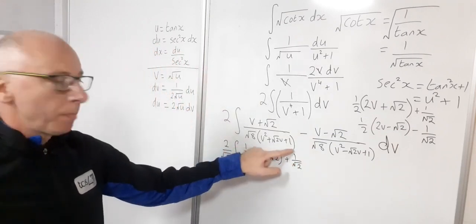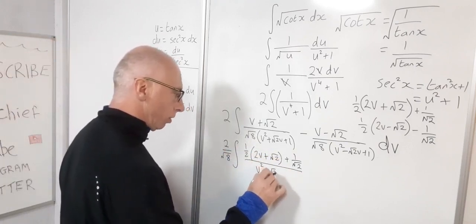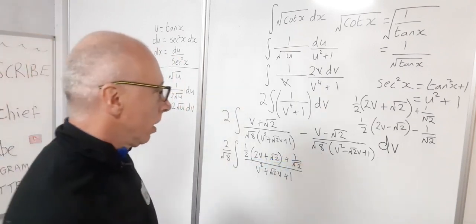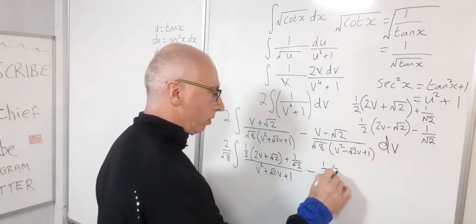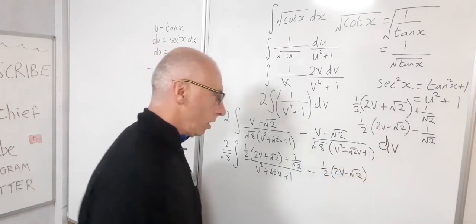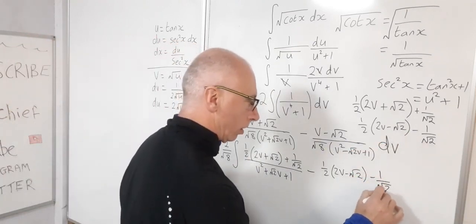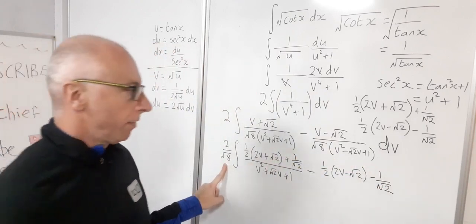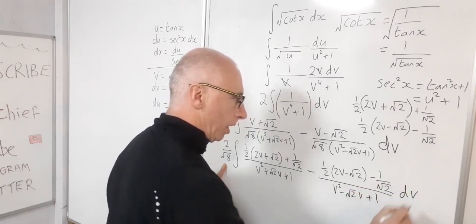And then I'm just going to write my quadratic here in the denominator. So I'm now left with v squared plus root 2v plus 1. And then I'd have to do the same with this one. So now I've got minus half of this one, so half of 2v minus root 2, and then minus 1 over root 2, and then my denominator would be just this quadratic because the square root of 8 I've just taken out front. So I can now just divide all this by v squared minus root 2v plus 1, and then my dv.